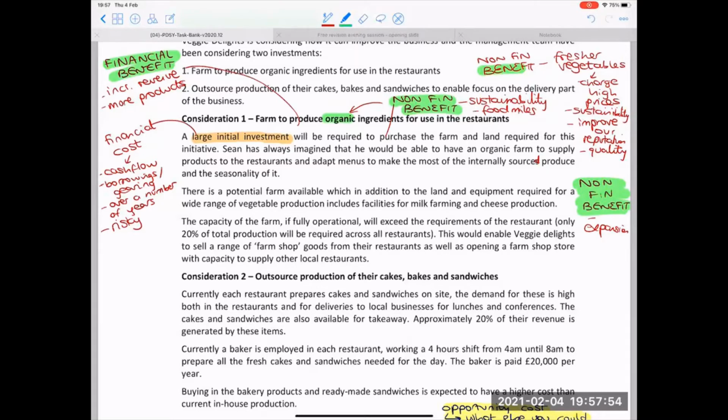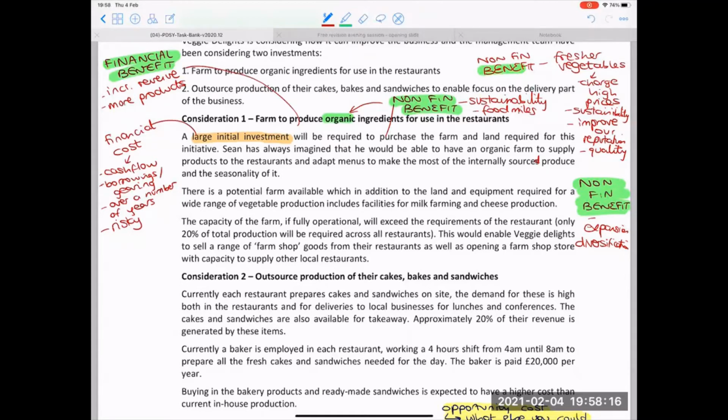Again, similar to Ruth, talk about the diversification. Yeah, being that non-financial benefit. So excellent, we're doing really well so far. So finance costs, absolutely. I'm really pleased you've all gone for the same financial cost. Yeah. Expansion of the business, excellent.